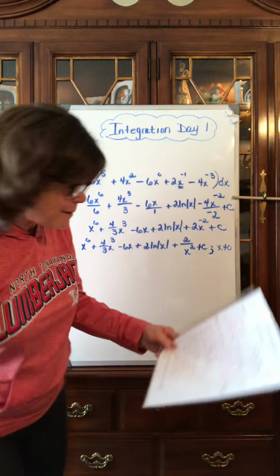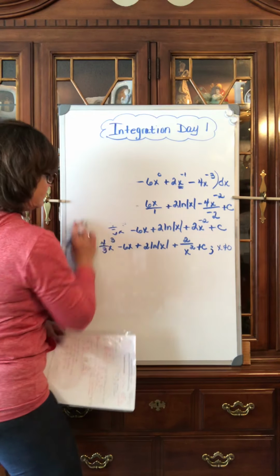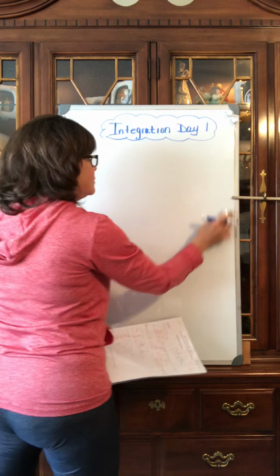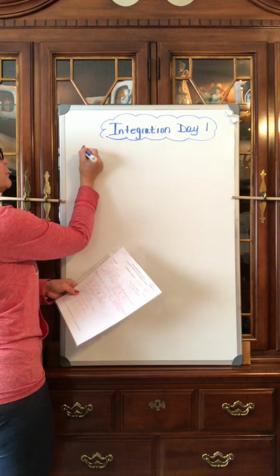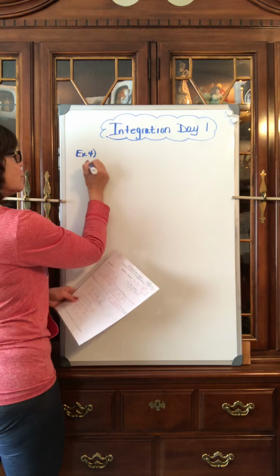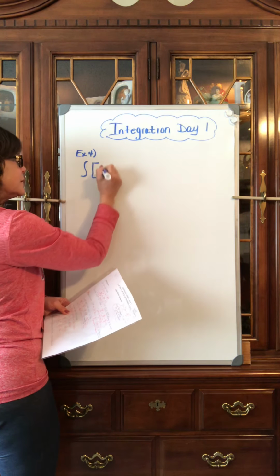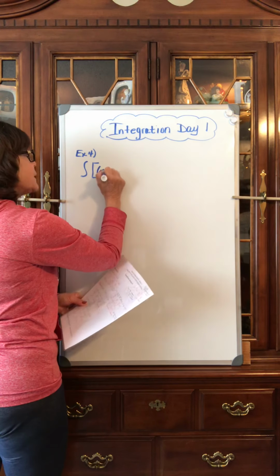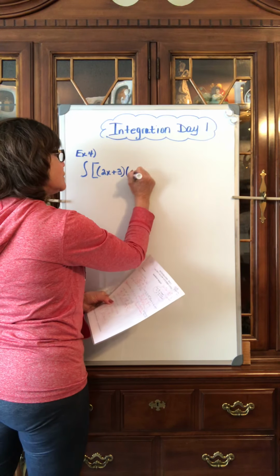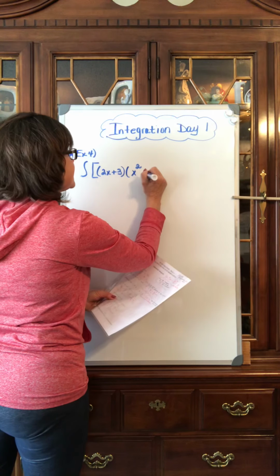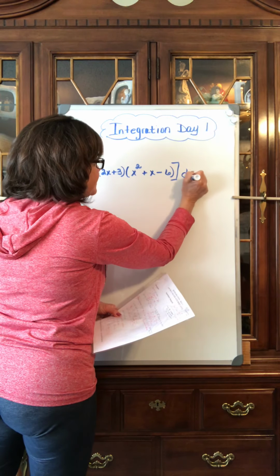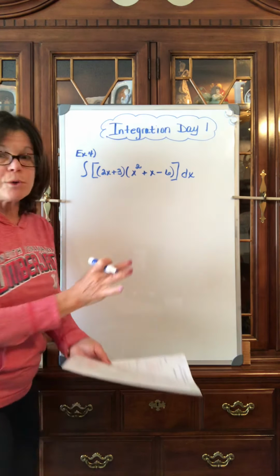Okay, last example. So for example number 4, we're going to find the integral of, and then I have 2x plus 3 times x squared plus x minus 6 dx. So this function inside here is what we're integrating.